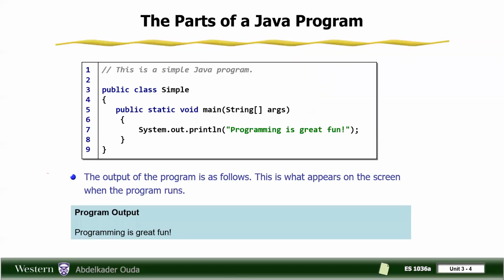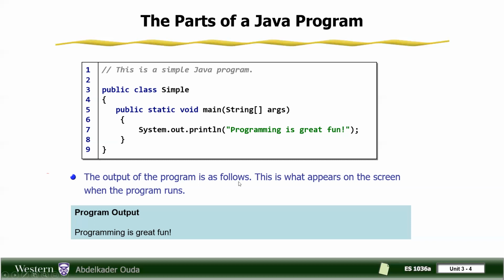So this is a simple Java program. Normally we start with public class Simple, public static void main, and this is the main function of the program, which is a member function of this class. We'll talk about that when we talk about object orientation. Now take it as it is. Then here we ask the system to print on the screen, System.out.println, "Programming is great fun."